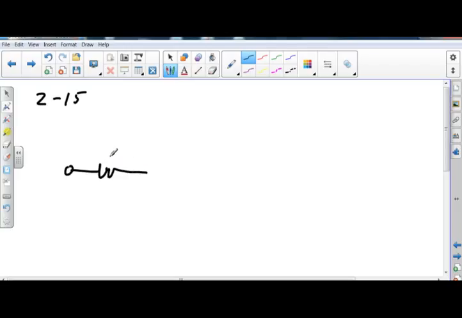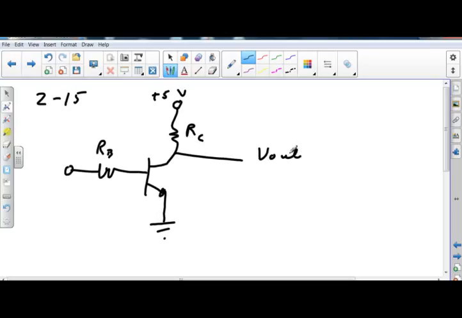So we got a resistor at the base, and the emitter is grounded, and we have a resistor at the collector, and we have plus 5 volts, and we have a voltage out, and we have some resistor load. Okay, so I got a 4.0 for drawing the picture. Okay, moving back.